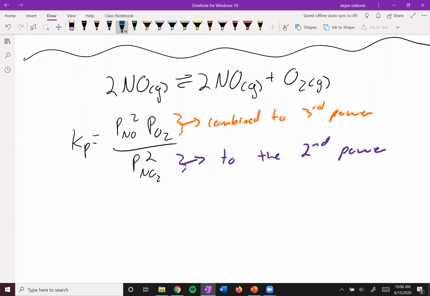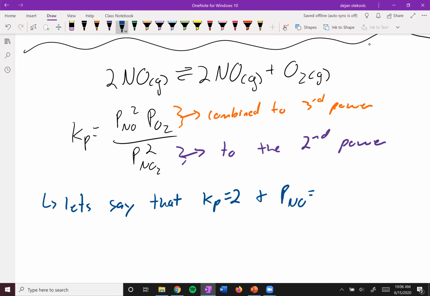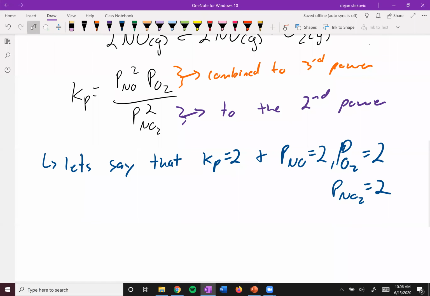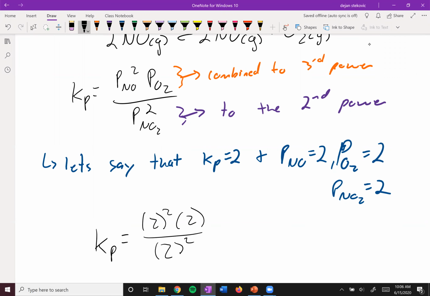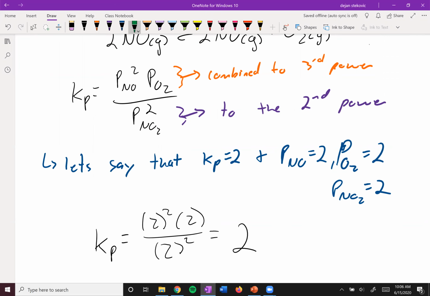And so let's just take an example. We're just going to plug in some numbers and see what happens when we affect the pressure. So let's say that Kp is equal to 2, and that all of our pressures are equal to 2 as well, just to make it simple. So then we can plug them in and see if we're at K. So we get 2 squared times 2 over 2 squared. If you plug that in your calculator, or just think about it, we're equal to 2. And so since that is what our Kp is equal to, we are at equilibrium.